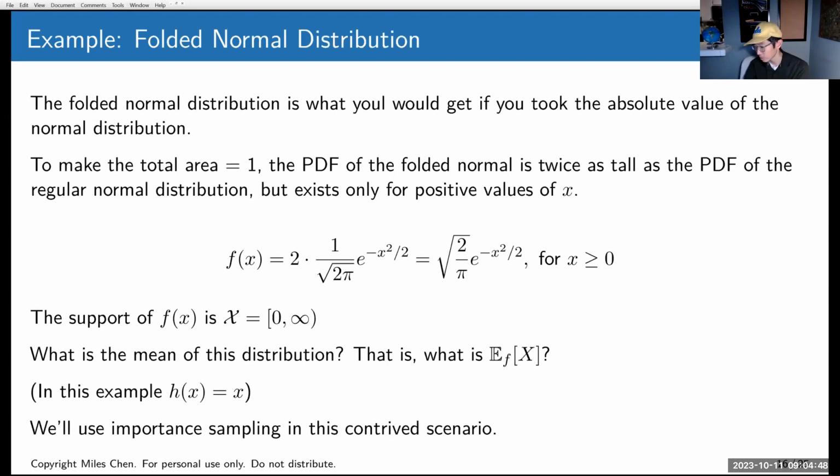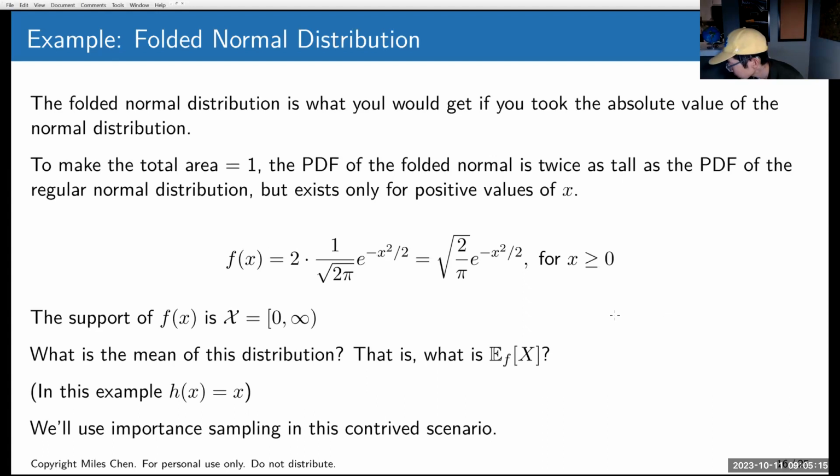Well, this is, again, a contrived scenario. This is a little bit silly because we can generate values from the normal distribution and we can calculate absolute values. So if we wanted to do this, it'd be really easy to do it directly, but we're going to just pretend we can't do this directly. All right, what is the PDF going to look like?